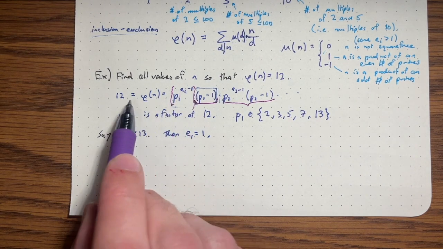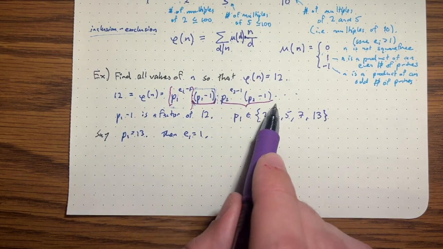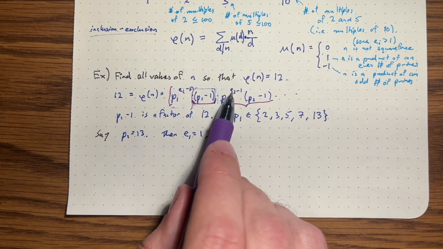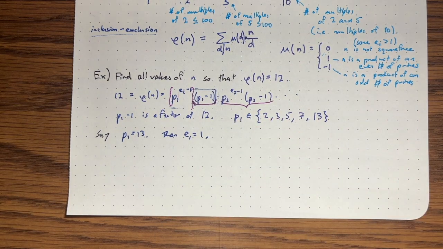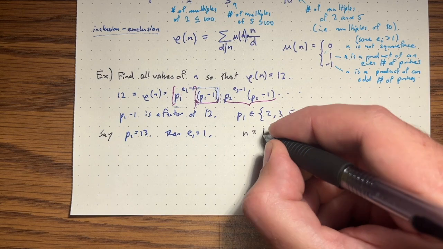Well, you could write 12 as 12 times 1. That would be the only way. But P2 could be the number 2, and then we could also have an exponent of 1 to make this equal to 1. So E1 could be 1, and we could just be done, right? We could just have one prime factor. So we could have n equals just 13.